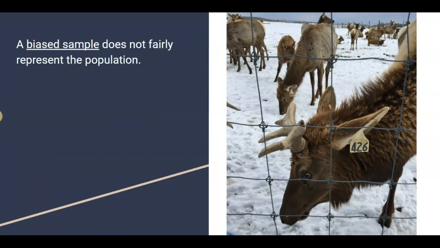A biased sample does not fairly represent the population. So think about it. If we go to this elk farm and we test the elk that are enclosed in this fence, well, they probably haven't been exposed to other elk with mad elk disease. And so the elk inside this fence probably don't represent the population of all elk in North America. So this convenience sample is likely biased and not representing the whole population. Okay? A non-biased sample would be a random sample.